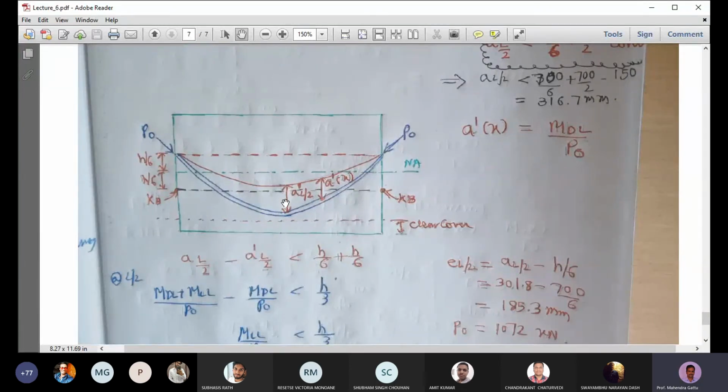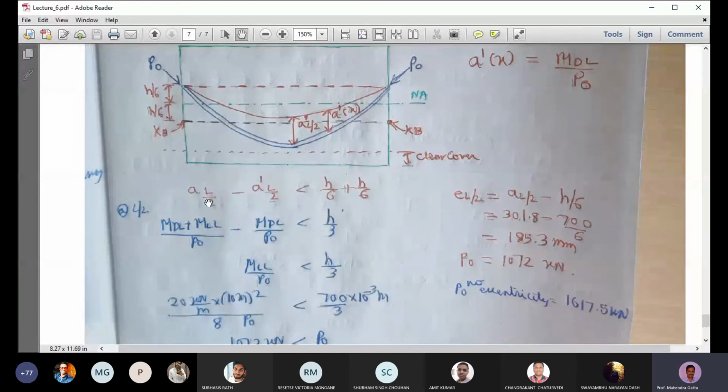This total length is aL/2 minus a'L/2. We'll get this rise. Okay, aL/2 minus a'L/2 is this length. And this length should be less than h/6 plus h/6. So we know this distance is h/6, and this distance is h/6. So this rise should be less than h/6 plus h/6.